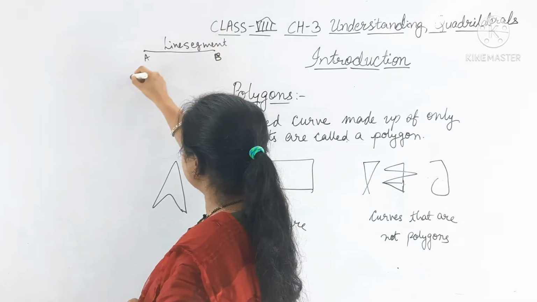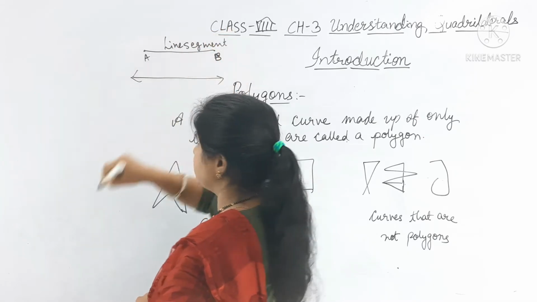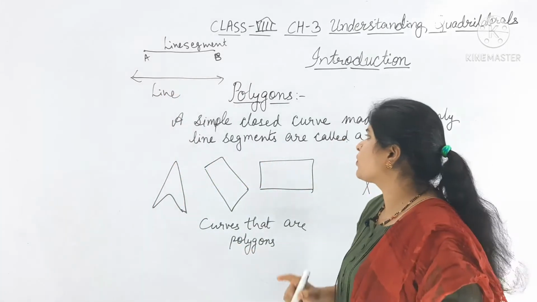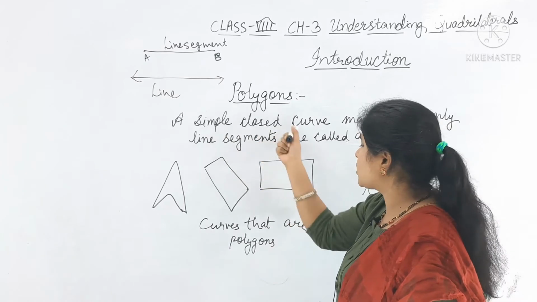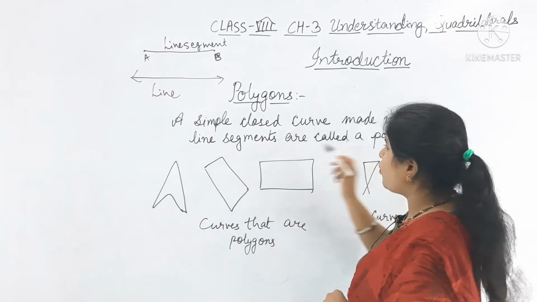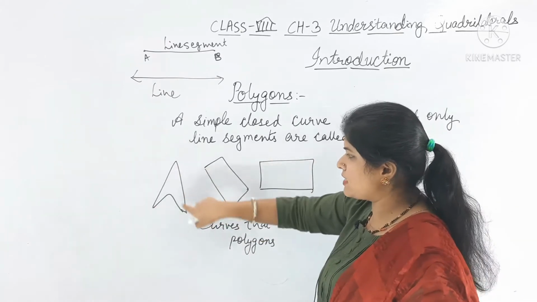And a line has arrows; they have no end points. That is the line, right? So here a simple closed curve. So we have the closed curve here, made up of only line segments. So these are the line segments.